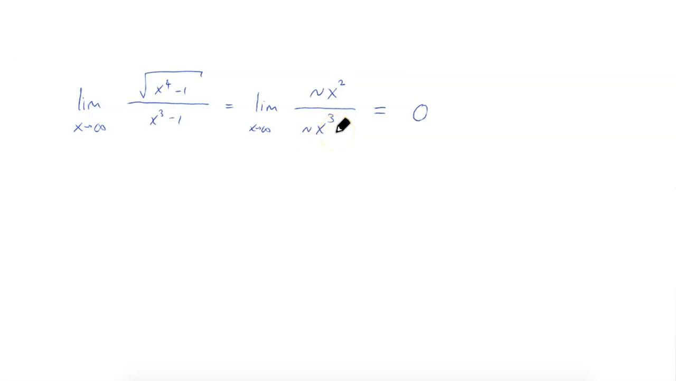And when we manage to change the expression like this, then we can see that for very large values of x, this is going to approach 0. So this is what we would want to do in a situation like that.